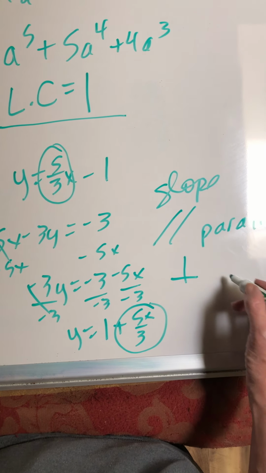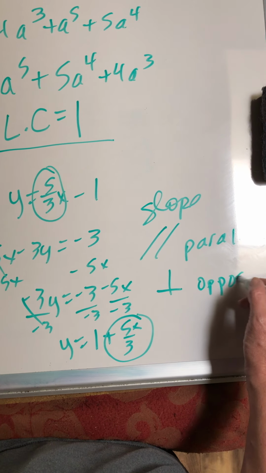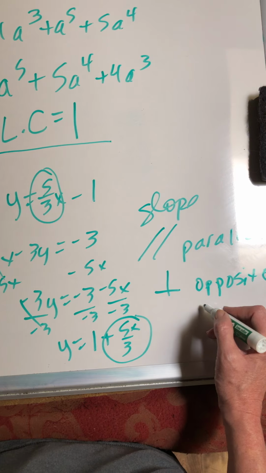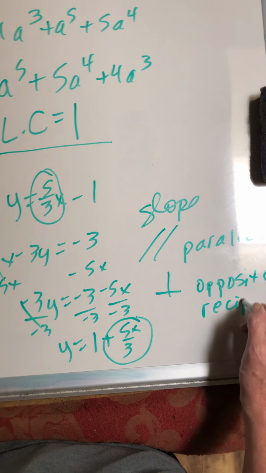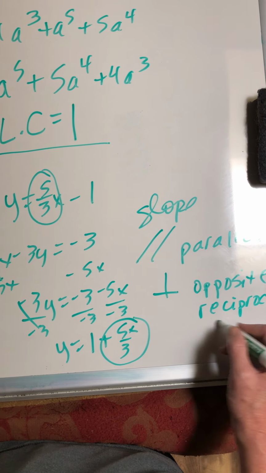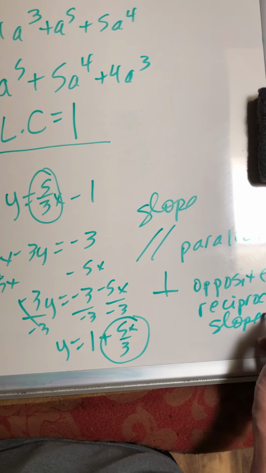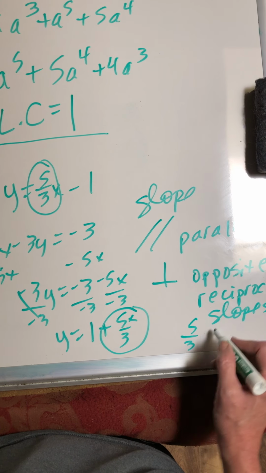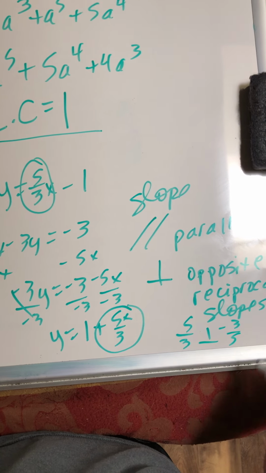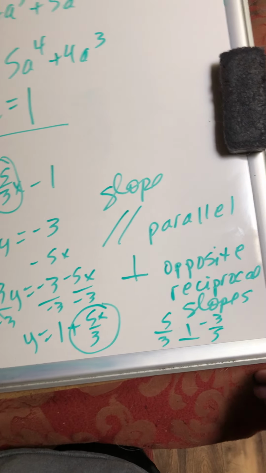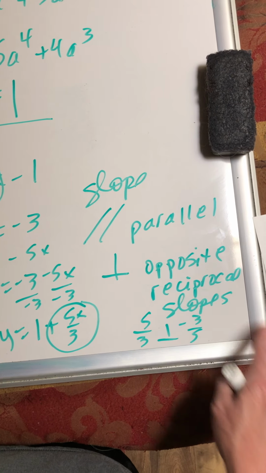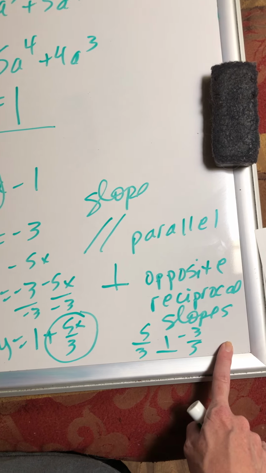Perpendicular lines, remember, have opposite reciprocal slopes. So let me show you. If this was 5 over 3, then perpendicular would be negative 3 over 5. Okay, that's just FYI, because on the test, it may be parallel, it may be perpendicular.